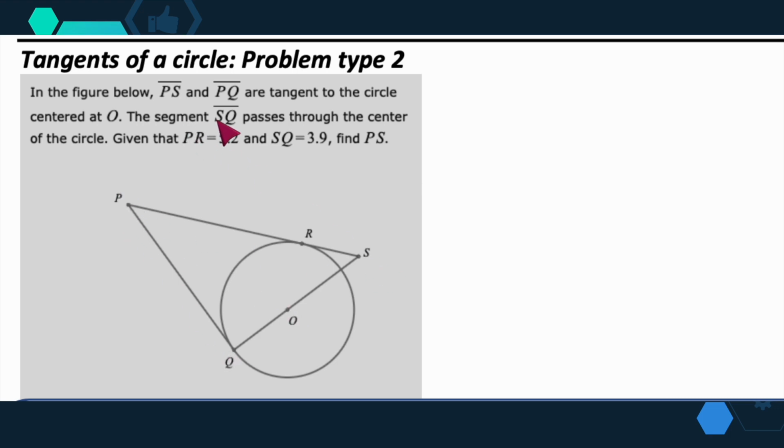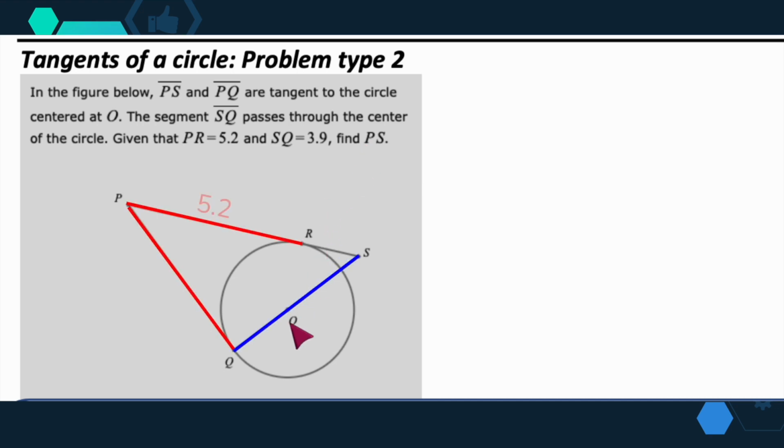The segment SQ passes through the center. So we can see SQ passes through the center. So it's kind of a diameter that keeps going a little bit here. Okay. So it comes out of the circle. We actually have another name for that. It's called a secant, but we haven't messed with those too much yet. And we're given that PR equals 5.2 and SQ equals 3.9. And they want us to find the length PS.